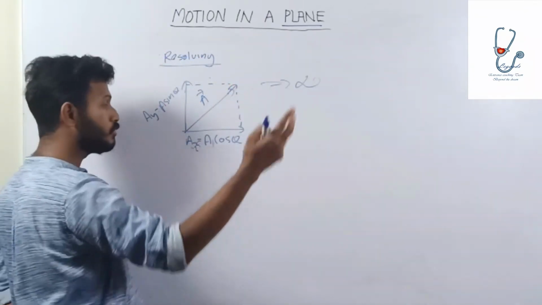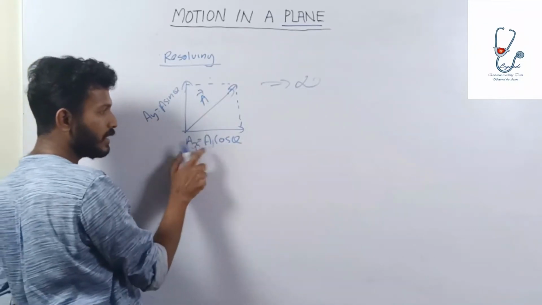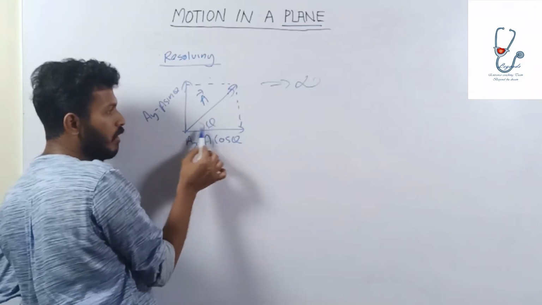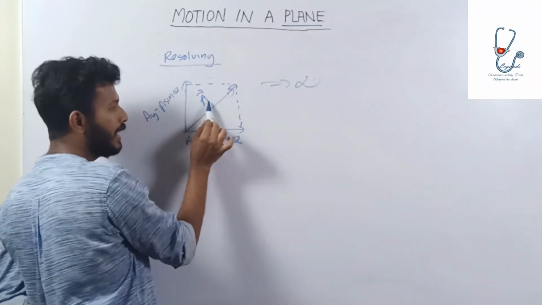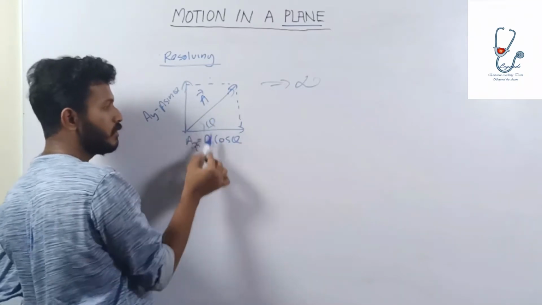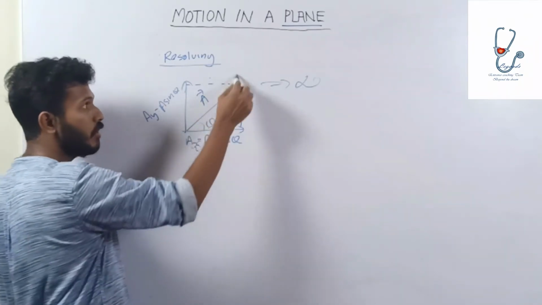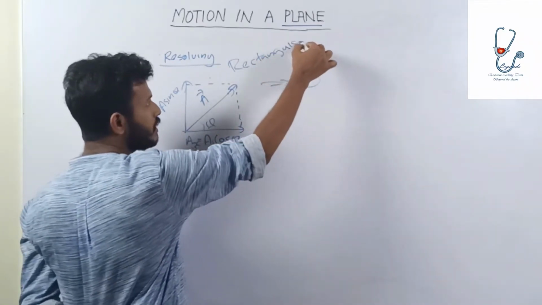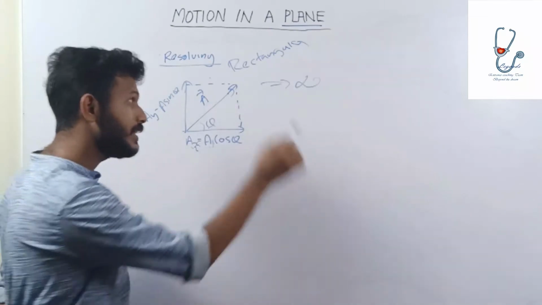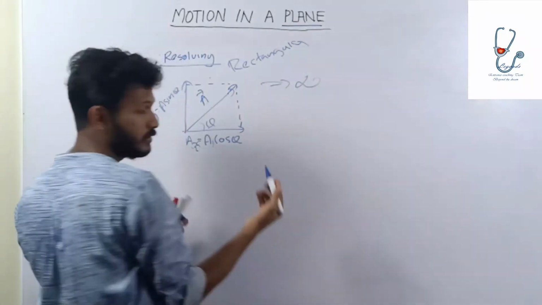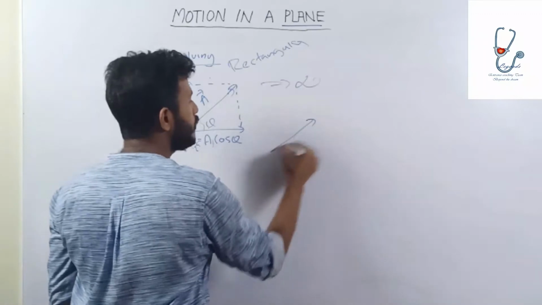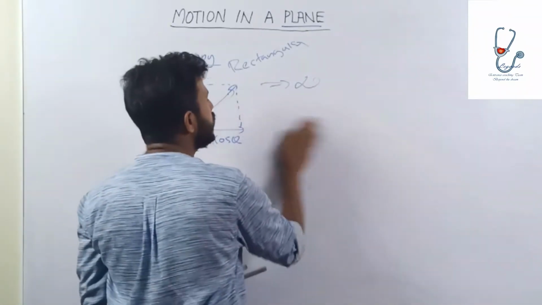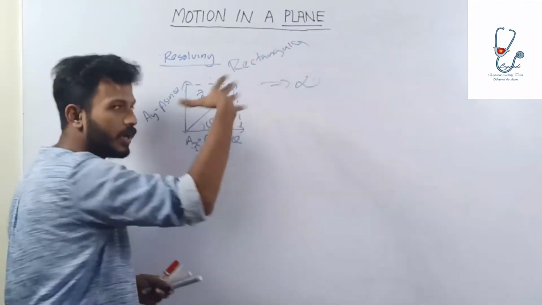It can be resolved into two, Ax and Ay. What is Ax? A cos theta. This is theta. Theta is the angle made with the horizontal. So this is A cos theta and this is A sin theta. This is called rectangular componentization. A vector can be resolved into infinite number of components, but we are using a componentization called rectangular componentization.